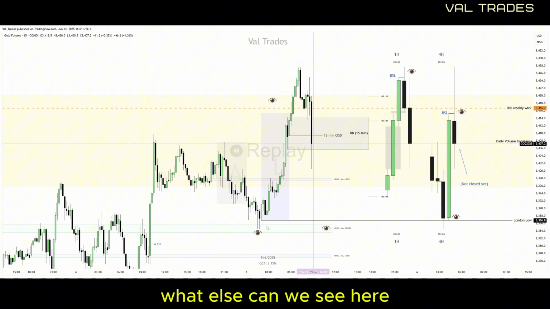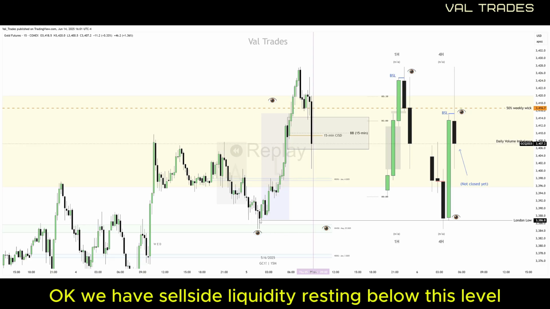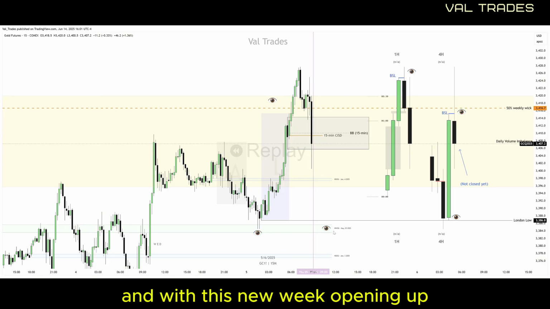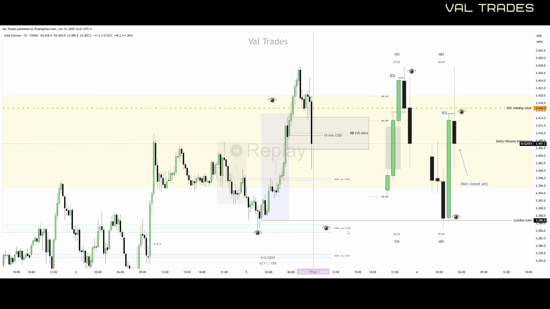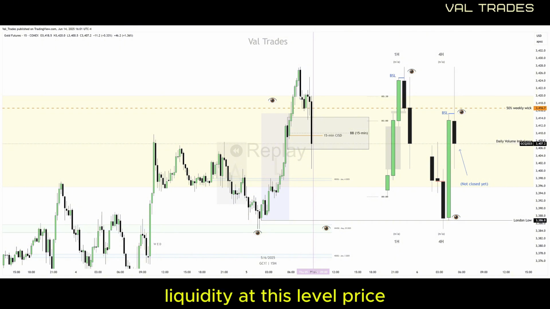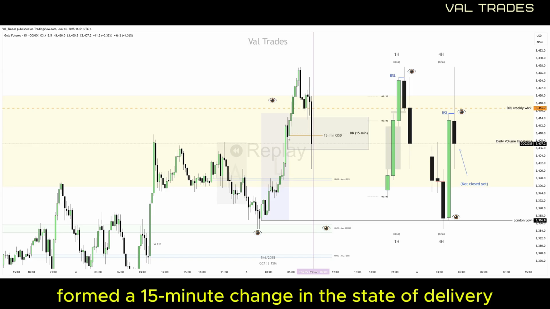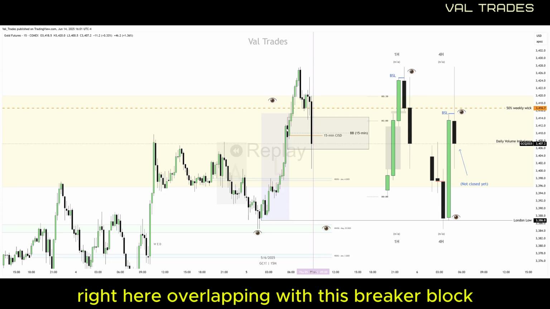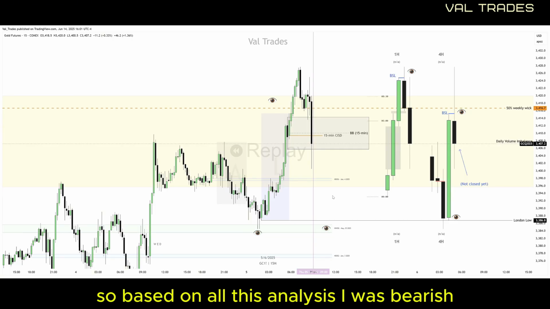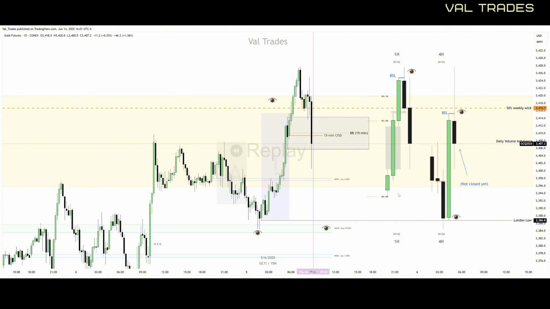What else can we see here? Okay, we have sell-side liquidity resting below this level, overlapping with London low, and with this new wick opening up. We can also see that after sweeping buy-side liquidity at this level, price formed a 15-minute change in the state of delivery right here, overlapping with this breaker block in the same time frame. So, based on all this analysis, I was bearish.